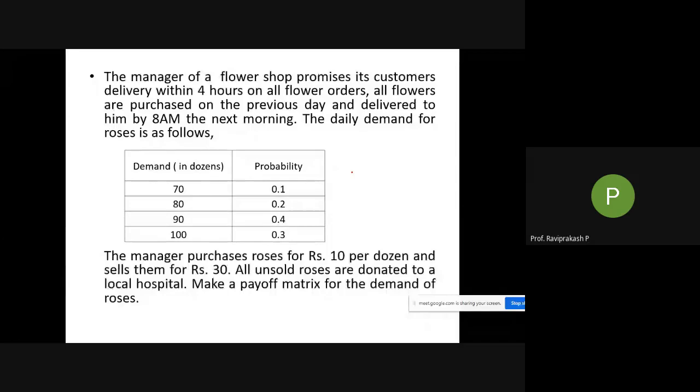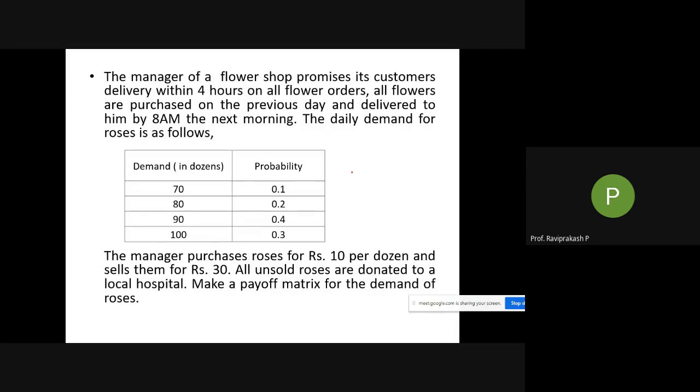All flowers are purchased on the previous day and delivered to him by 8 a.m. the next morning.